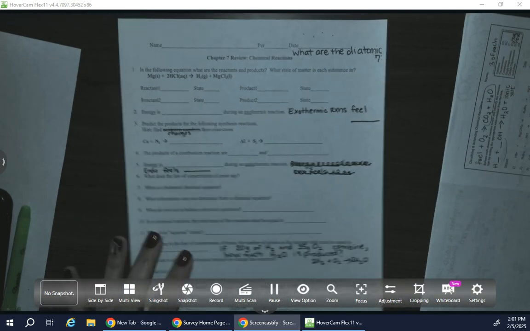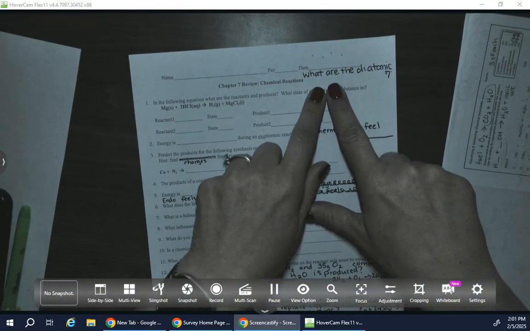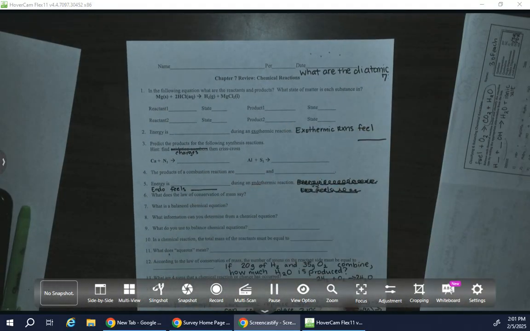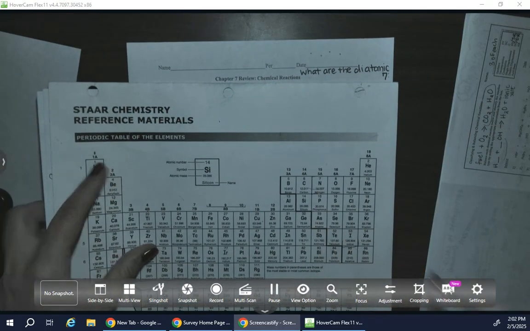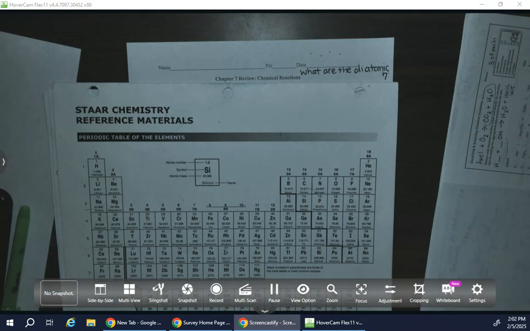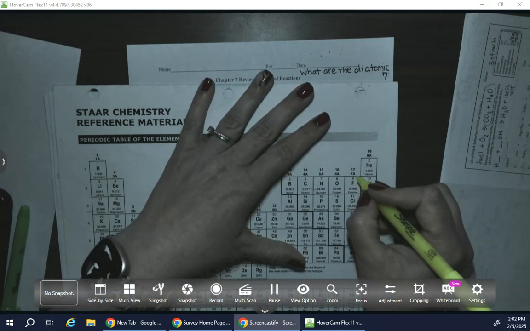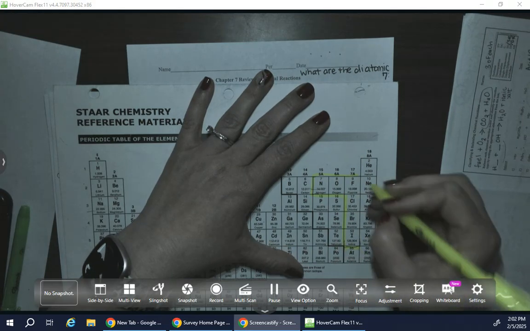Okay, so now running through some of this review. So first thing we see, it says, what are the diatomic 7? So on your periodic table, what we got to see when we went over that was that we can start at the number 7. We're going to make a 7. Okay, so we start at the number 7. We create that 7, and we go all the way down to iodine.